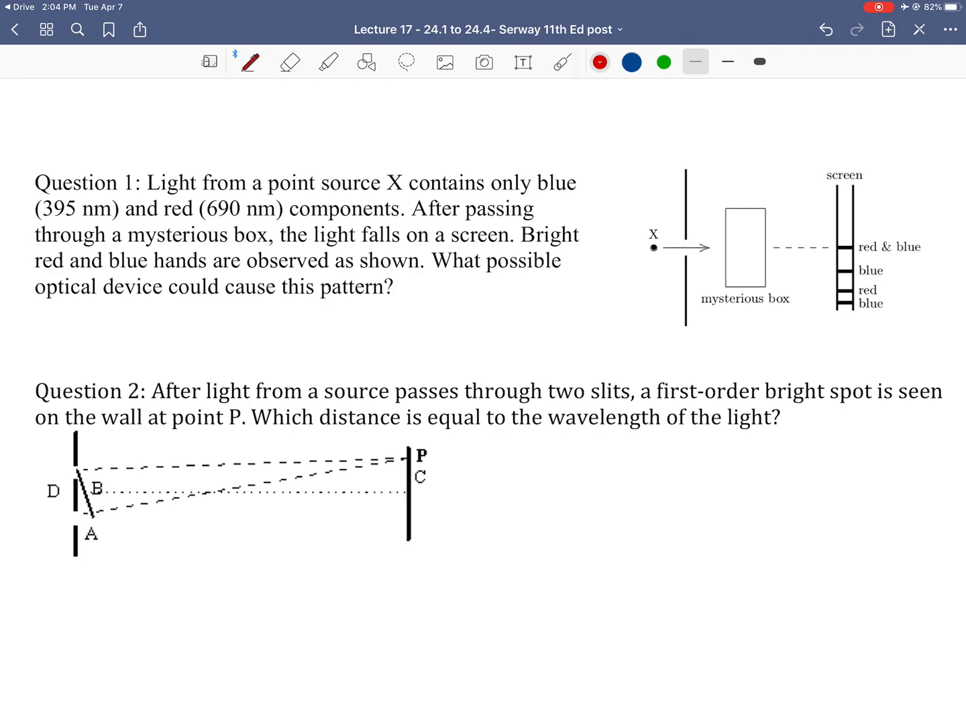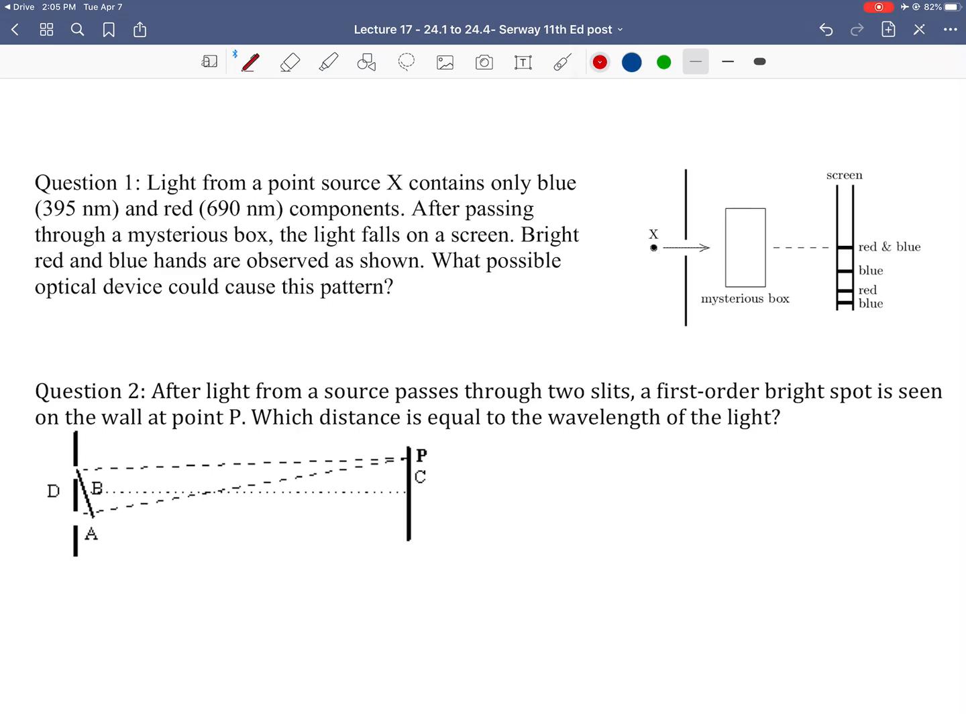Now, if you don't want to hear the answer to these concept questions and want to think about them yourself, obviously do so before you listen to this. So we've got question 1. Light from a point source X contains only blue 395 nanometer and red 690 nanometer components. So it's light composed of just blue and red light, whatever you get when you mix blue and red.